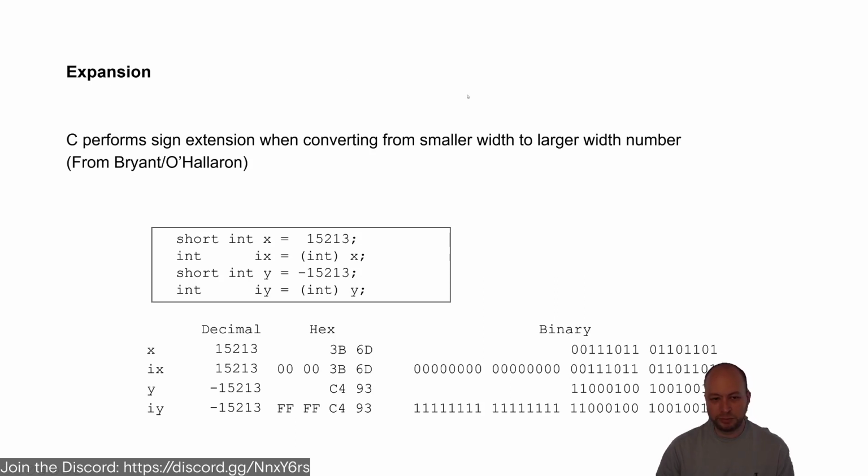So C performs sign extension when converting from smaller width to larger width. Say I'm taking a signed short and I convert it into a signed int. It will extend that value, and it's actually pretty straightforward. The way you would do it is you would just add ones all the way up. As you can see here, y is negative 15213, and the binary representation of that in a short is this. To convert it into an integer, a 4-byte integer, you see these blocks of ones, which are added to the left side of the number.